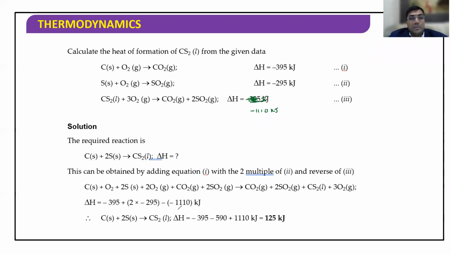Clear or not? The same value is used because you are doing minus this one. This is 2 into, you are doing. This is positive only. This is also positive. The same thing is reflected here. Clear or not? Yes, sir. Okay, fine.